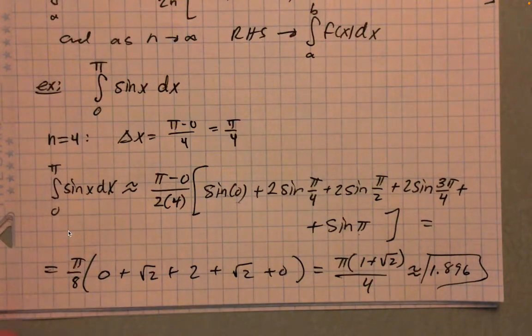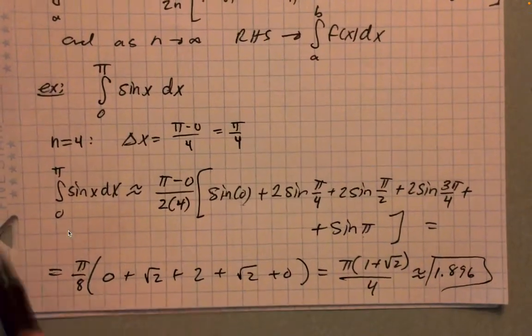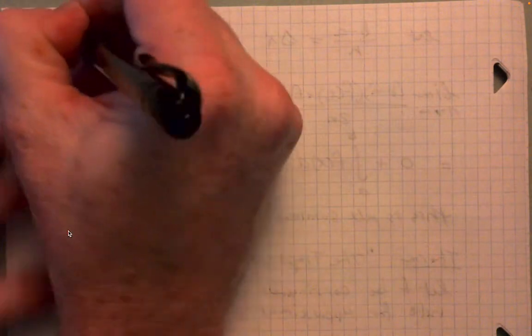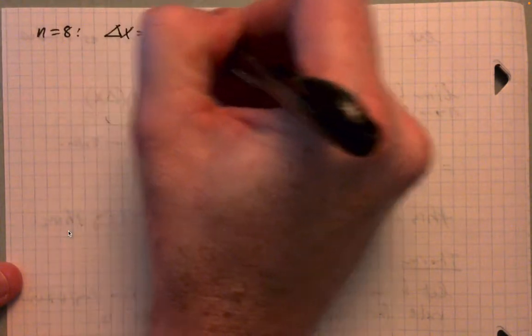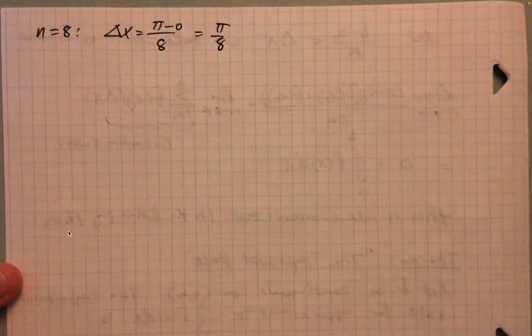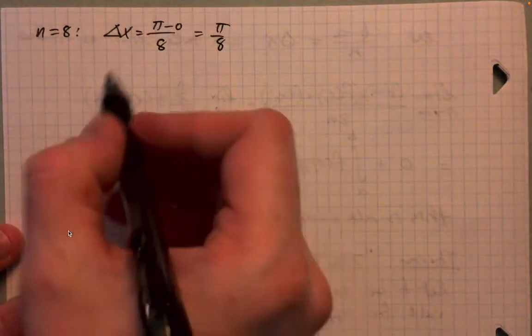Not a great approximation, probably, right? So what happens if we increase the approximation from n equals 4 up to n equals 8? What sort of improvement do we see, or should we expect to see? Well, let's see. Let's use n equals 8 next. So if n is equal to 8, then your delta x is again pi minus 0 over 8, so pi over 8 now. Okay, and it might make sense to just write out all of the intervals.